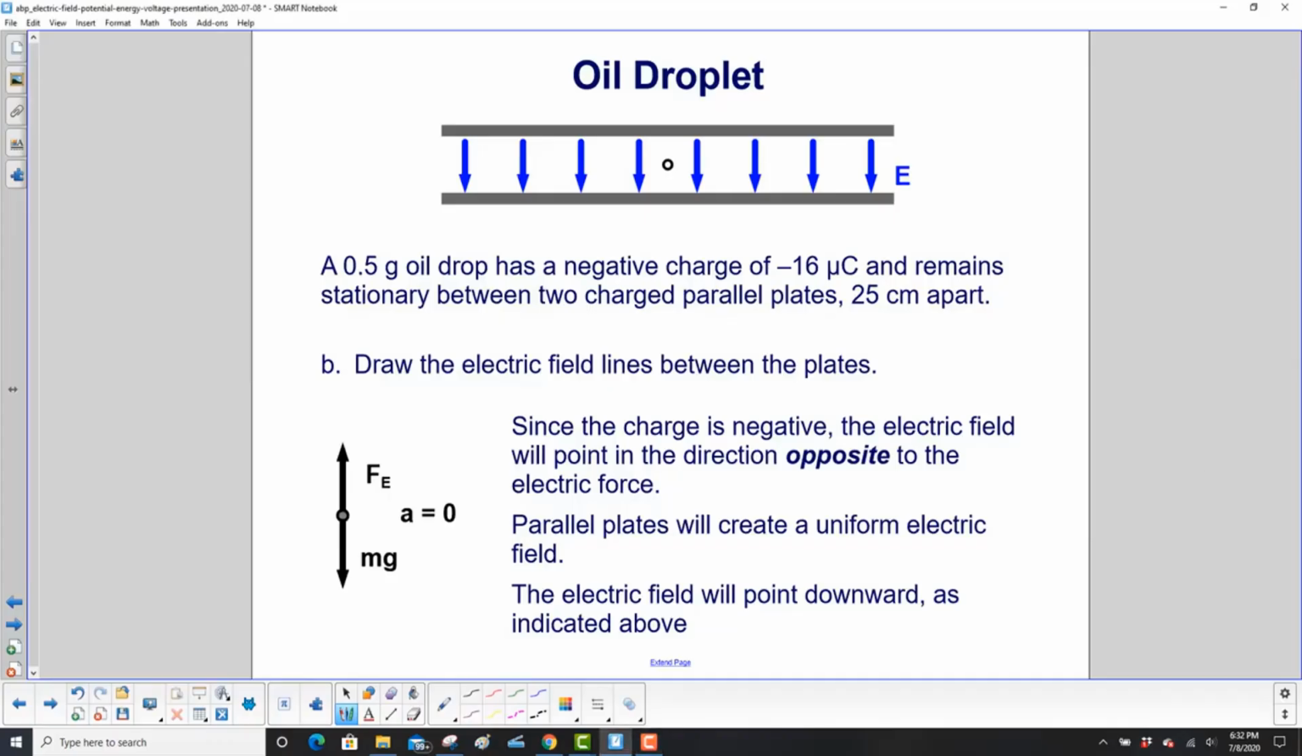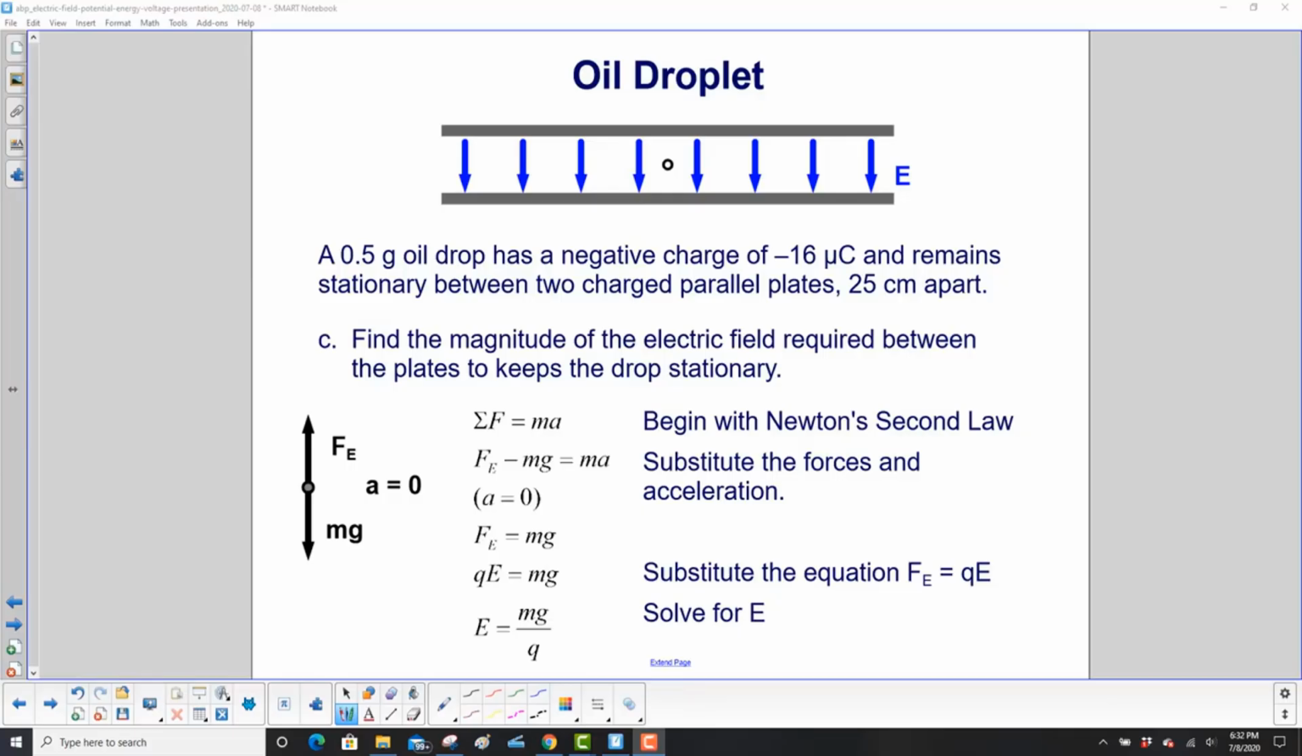Draw the electric field lines between the plates. The charge is negative. So if I need a force in the upward direction, the electric field points in the opposite direction to the electric force. So the electric field is pointing down.